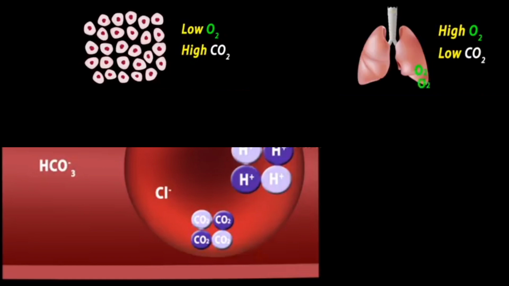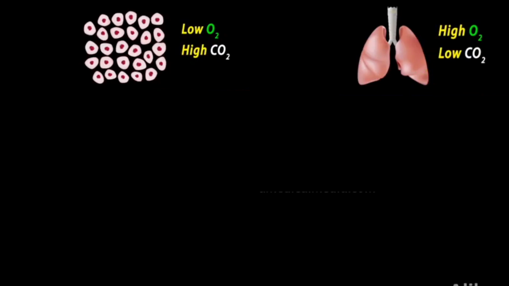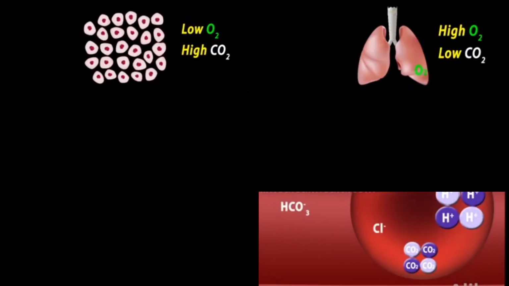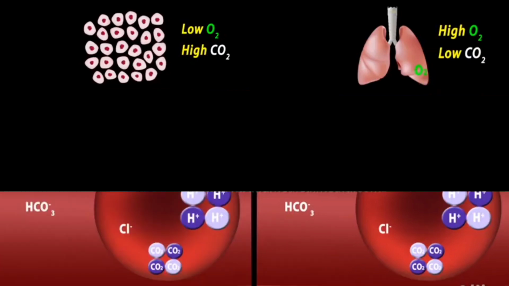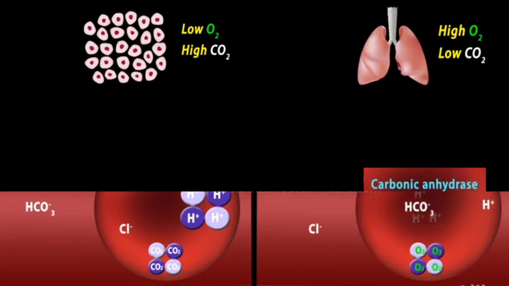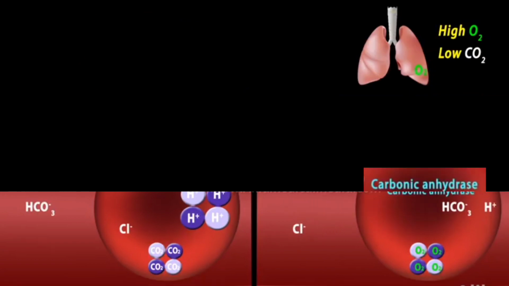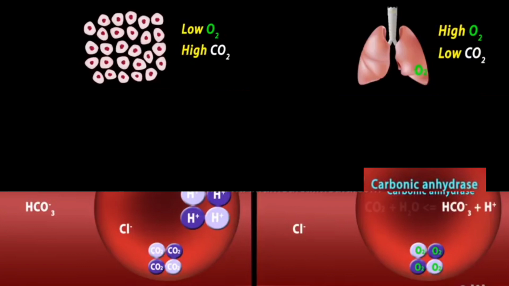that has released oxygen. When red blood cells reach the lungs, the reverse happens. High oxygen pressure favors its binding to hemoglobin, which releases hydrogen ions and carbon dioxide. The same carbonic anhydrase then converts bicarbonate and hydrogen ions back to carbon dioxide to be breathed out.